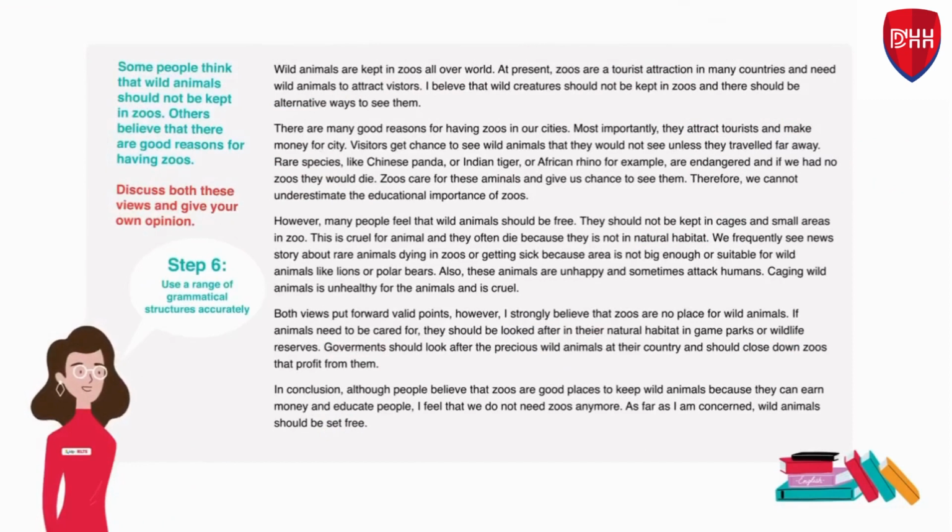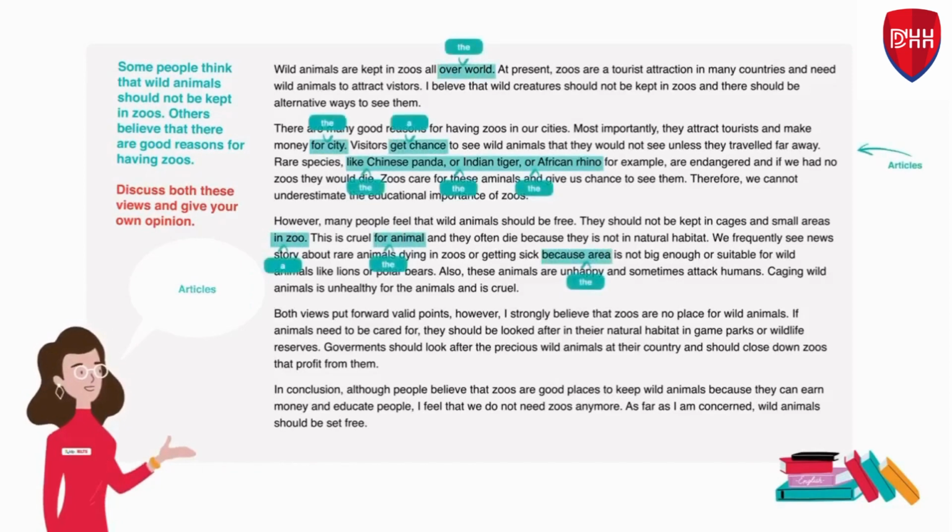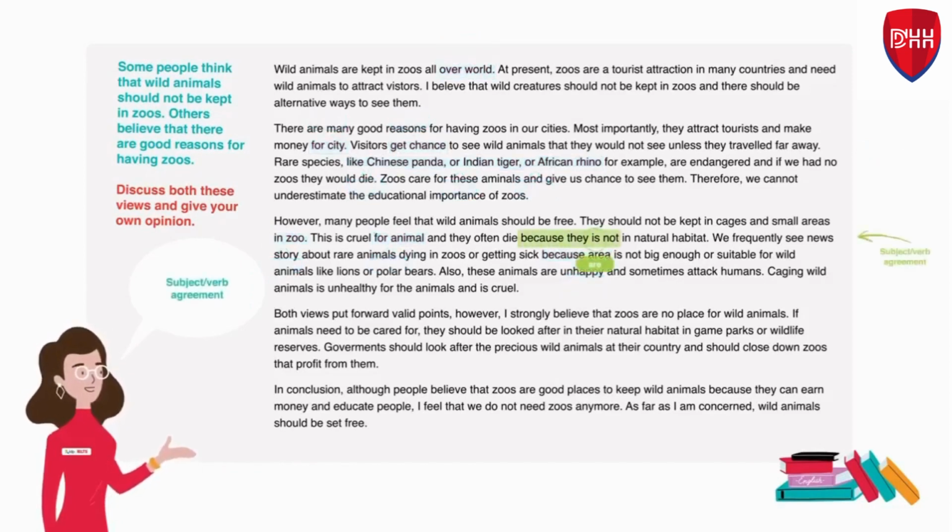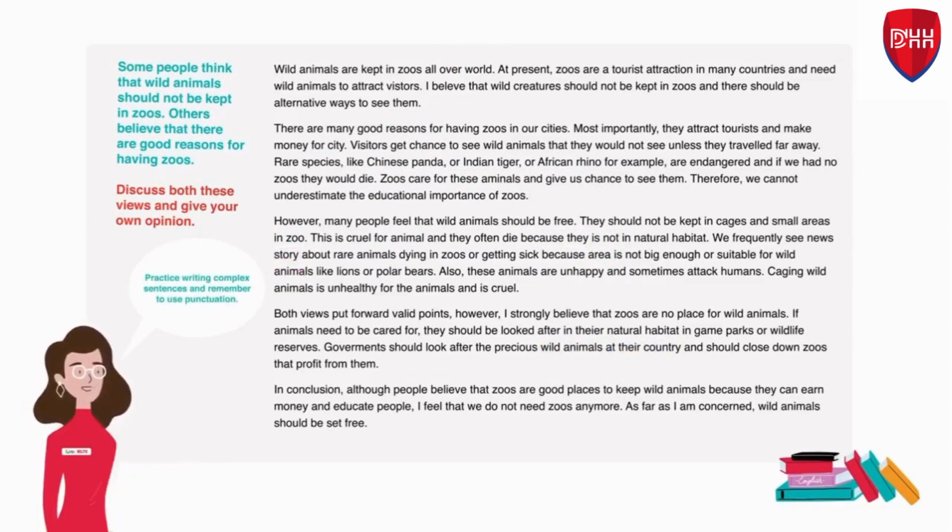Step 6. Use a range of grammatical structures accurately. In order to reach a Band 7 for GRA, you need to have frequent error-free sentences, simple and complex sentences. Make sure you know the mistakes you usually make and practice those structures. For example, articles, subject-verb agreement, prepositions, and plurals. Practice writing complex sentences and remember to use punctuation.